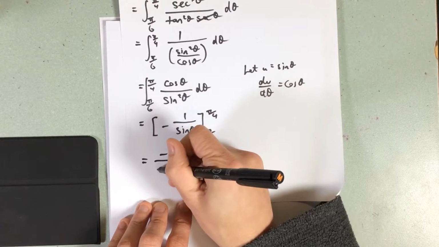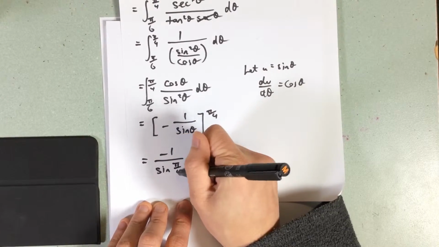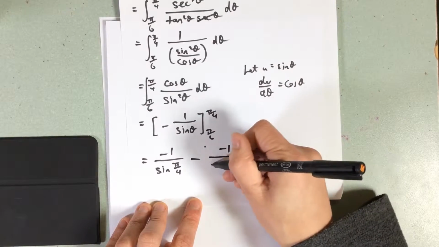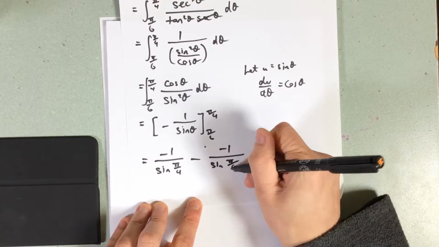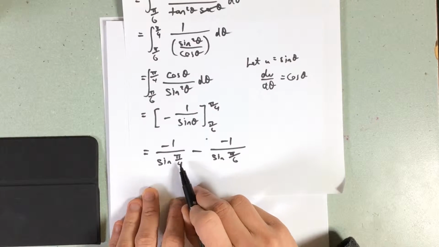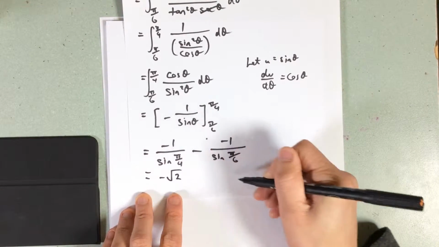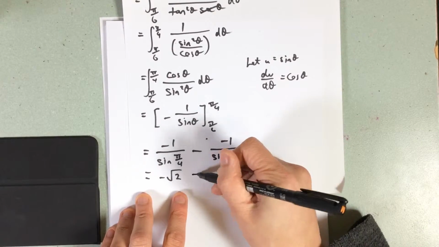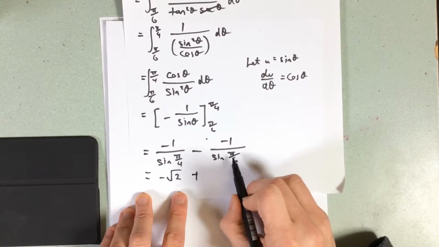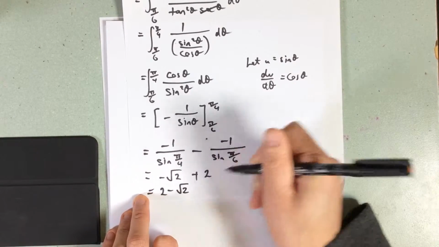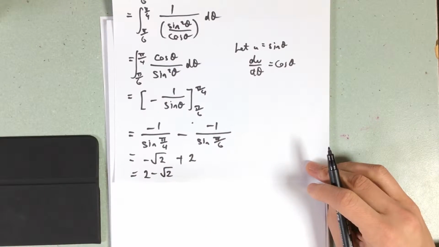This is going to be -1 on sine pi on 4, minus -1 on sine pi on 6. This guy is 1 on root 2, so his reciprocal will just be root 2. I got a double negative happening there. This guy is a half, so his reciprocal is just 2, and then we'll just put him round the right way so that everything's nice and neat. And that's it.